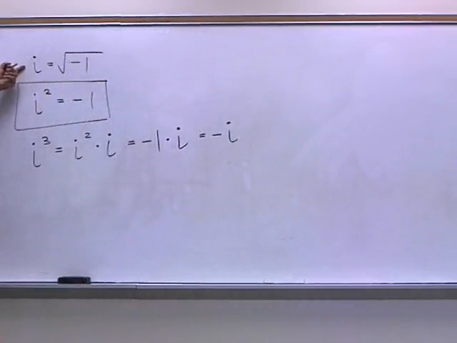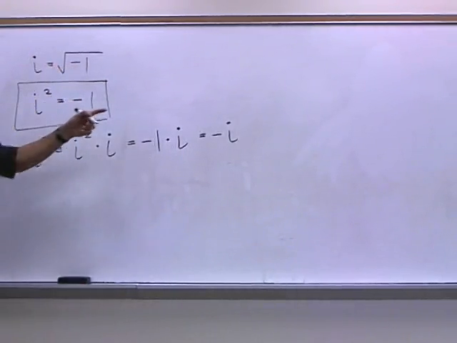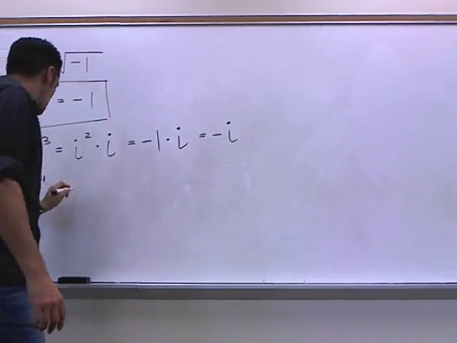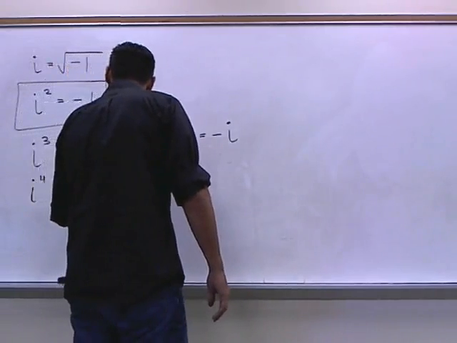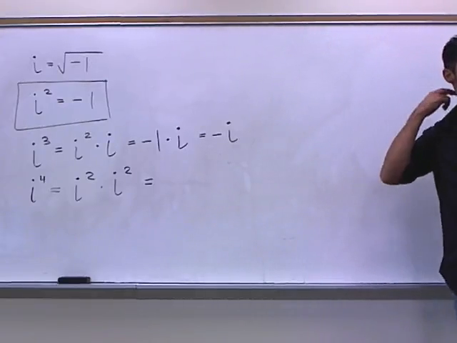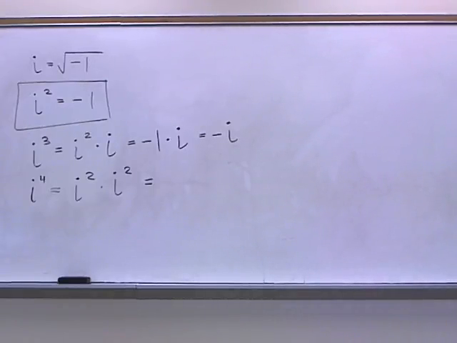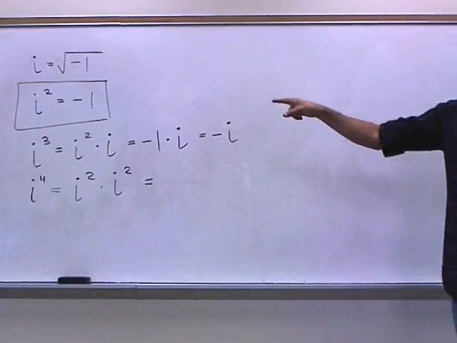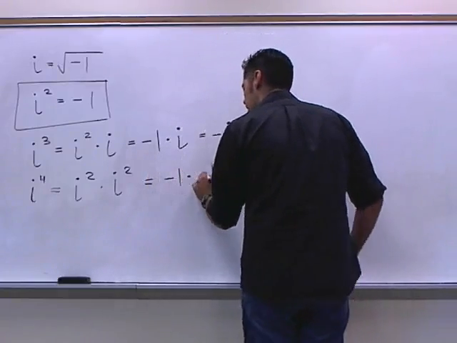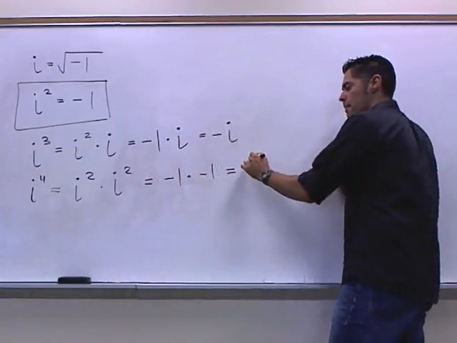So i is just i. That's the definition. i squared is -1. i cubed is -i. Let's do one more. What's i to the 4th? Try it this way. Isn't that i squared times i squared? What's i squared? -1. Isn't that -1 times -1? What's -1 times -1? +1.